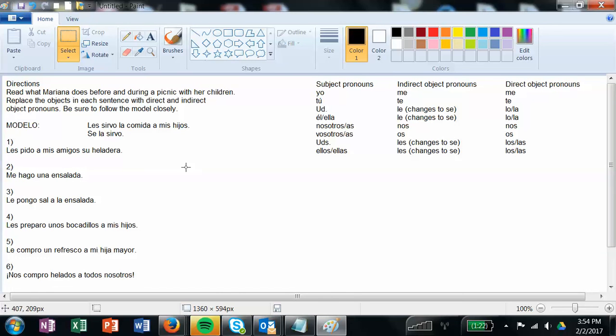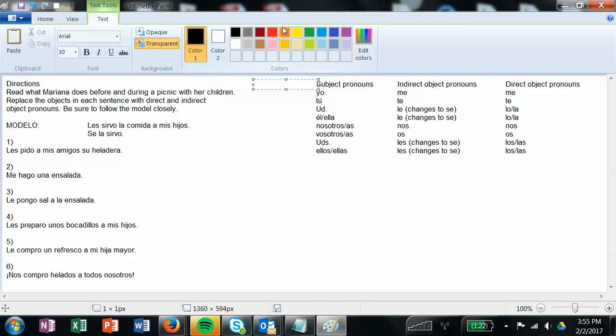Okay, so when you're dealing with direct and indirect object pronouns, what you've got to do is identify them first. Part of the problem you were having on your assignment is that you were only changing one and not both. You're doing double object pronouns, which means you have to change both the direct and the indirect. So I like to color code.